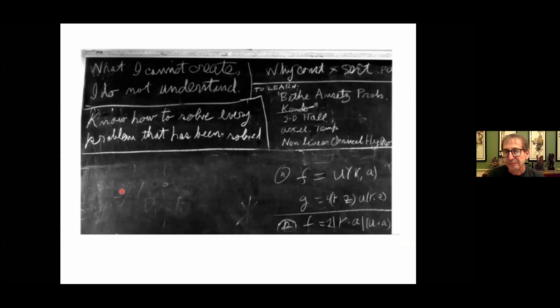So I want to end. I began this lecture with Richard Feynman and the Feynman lectures on physics. So I want to end by showing you Feynman's last blackboard. This is a picture of the blackboard in his office when he passed away. And he wrote quite a few things here that he wanted to do. What I cannot create, I do not understand. Know how to solve every problem that has been solved, and then to learn. And what does he have on his list here? Nonlinear classical hydrodynamics. In other words, fluid turbulence.